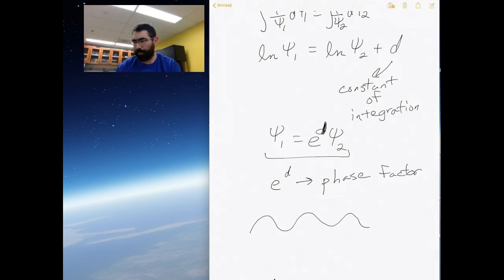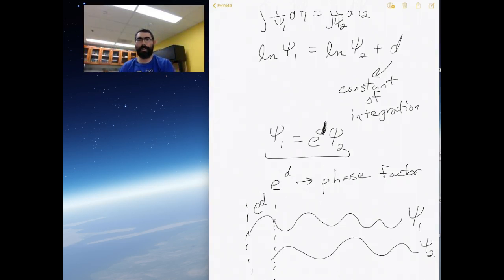So we could have a wave psi 1, and we could have another wave of the same wavelength, psi 2, and then the only difference between these is some phase e to the d. So you get the exact same solution. Basically, they're in the end the same wave function, really. It's just whether or not it's been shifted or not shifted. But it doesn't lead to any degeneracy.